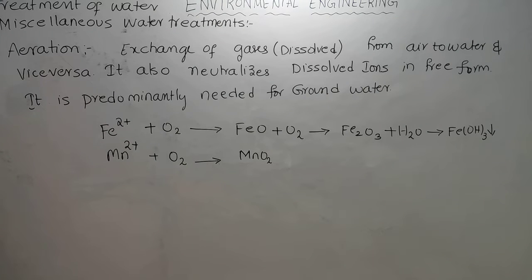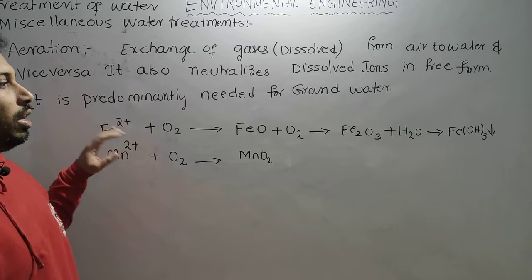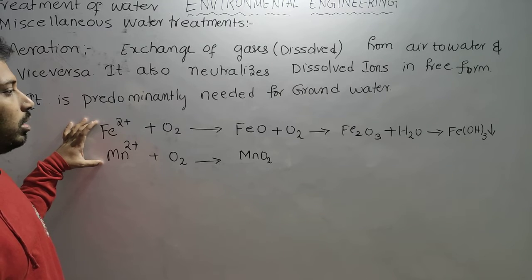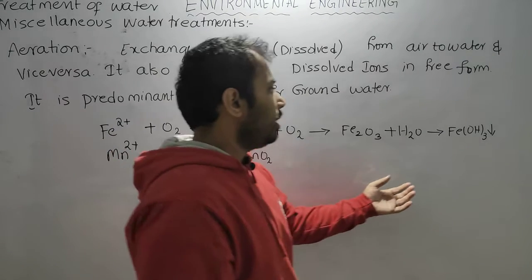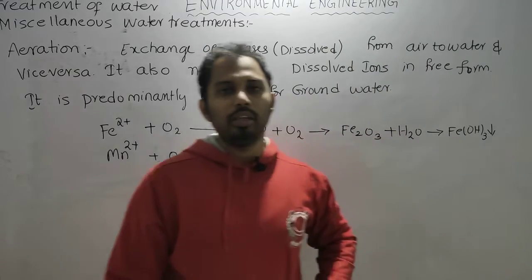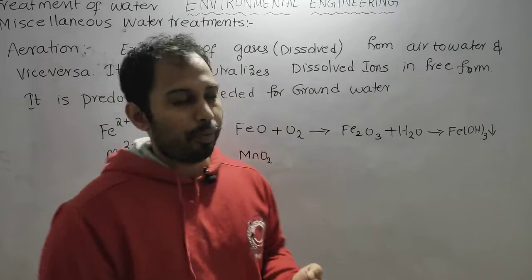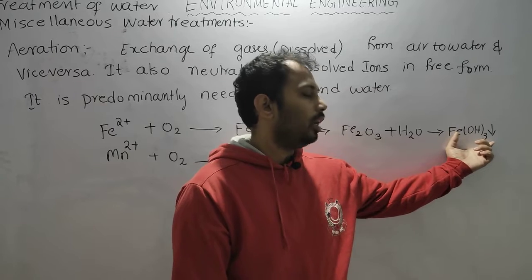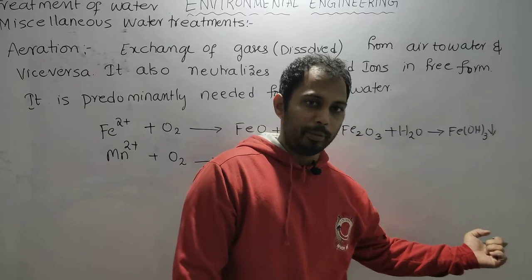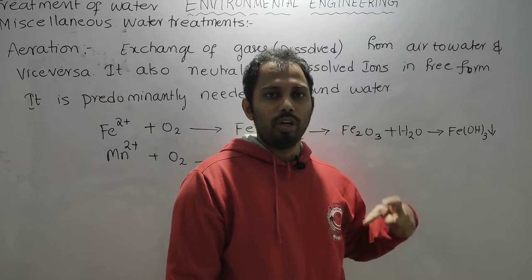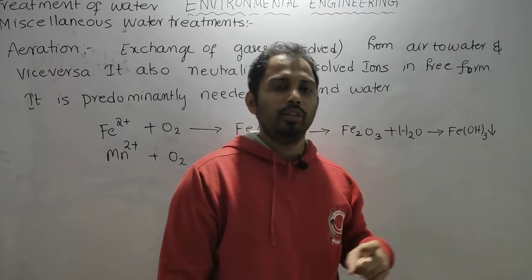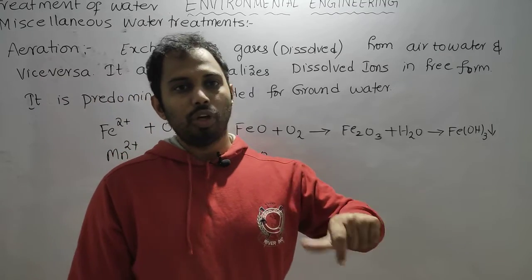So by aeration, the dissolved iron is oxidized into ferric oxide, which is insoluble in water. Similarly, manganese compounds are also formed and become insoluble. Earlier, iron and manganese are in soluble form; after aeration they become insoluble. Our intention here is, whatever the dissolved impurity, if we can make it an insoluble precipitate, then it is easy to remove. That is our agenda here. Whatever we do in miscellaneous water treatment, we convert all the impurities into insoluble precipitates.